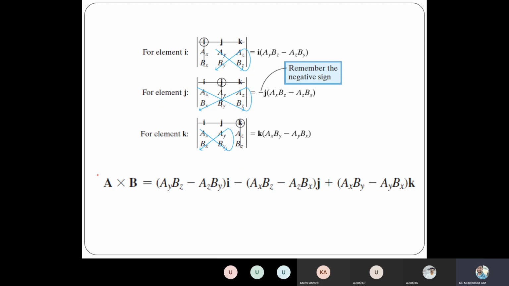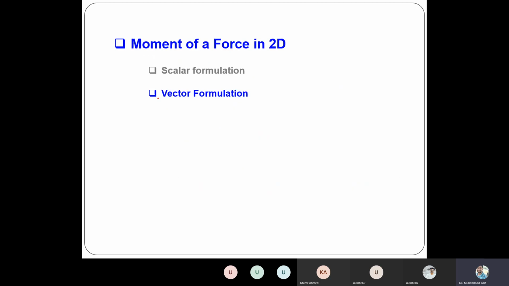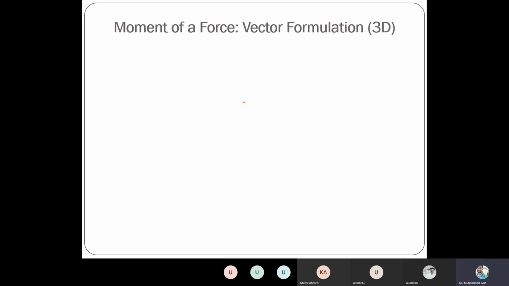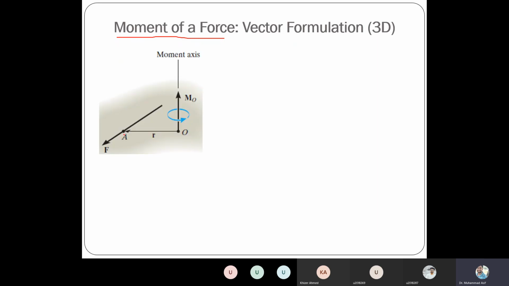Right, this is basically the vector product of two vectors. You can use the matrix, or you can simply use the one-by-one product, I mean I cross j, so the value will be k. In the case of moment in 2D, we use a scalar formulation. But if you try to calculate the moment in three dimensions, then we use the vector formulation. So let's see how we can apply the vector formulation for the moment of a force, right? Now let's say here is a force.